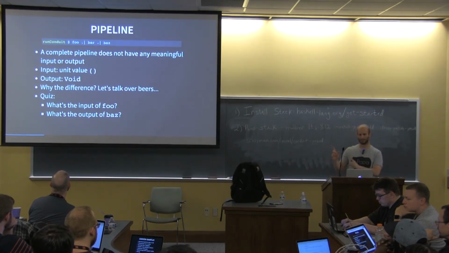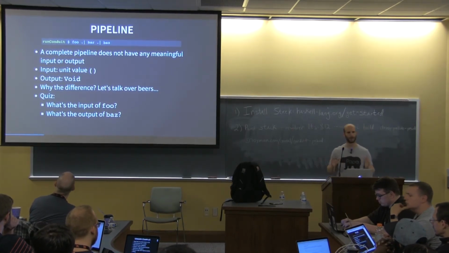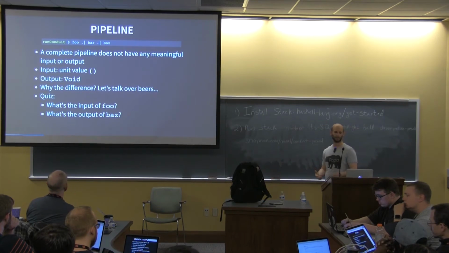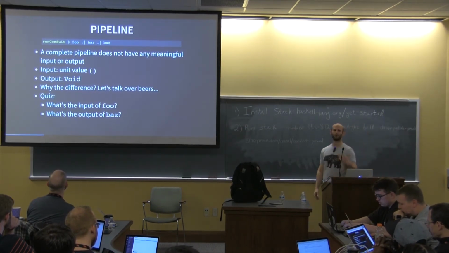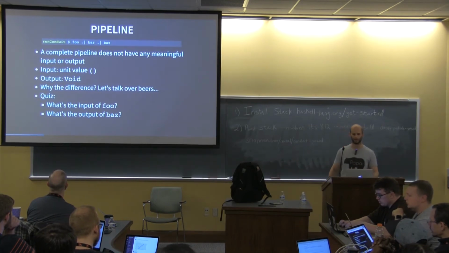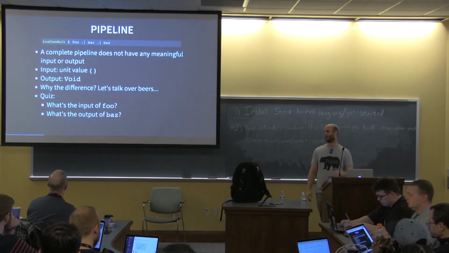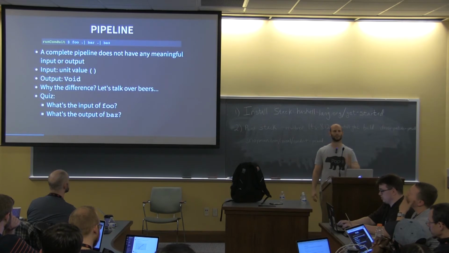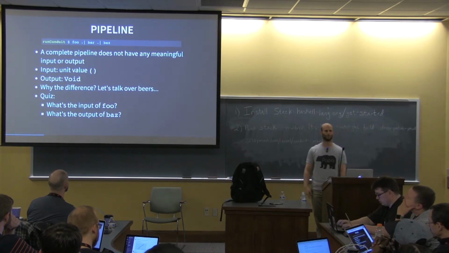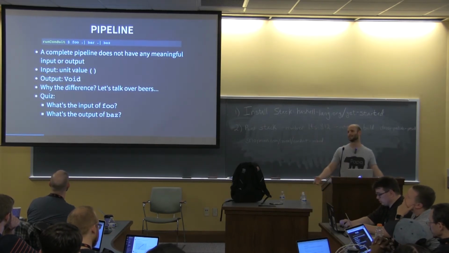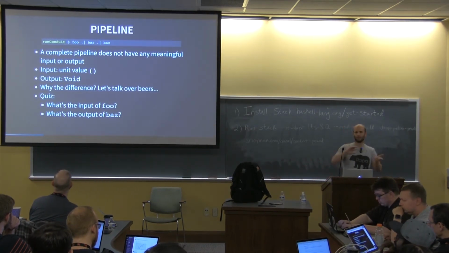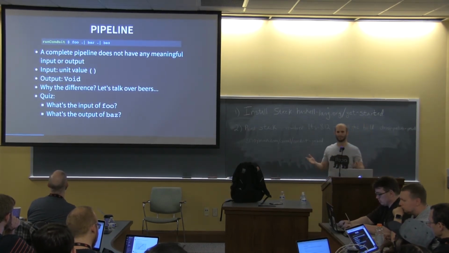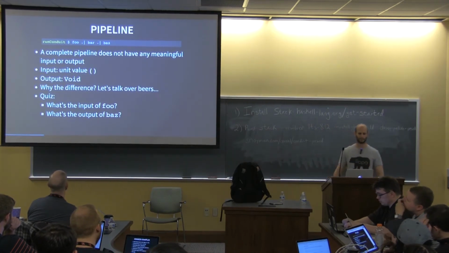You'll see the types a little bit later. We talk about the input to this pipeline being the unit value, the parentheses. And the output is this type called void, which has no values that exist in it. You may be wondering, why is there a difference between these two? Good question. It's not worth getting into it. It's probably a historical accident. Those exist too. So you can basically just ignore the fact that one is unit, one is void. The point is, nothing happens. There's nothing going into it. There's nothing coming out of it.